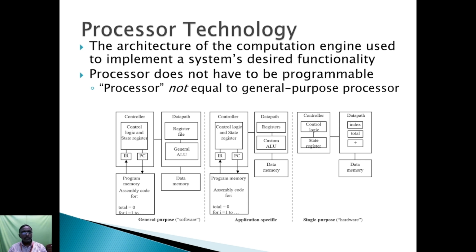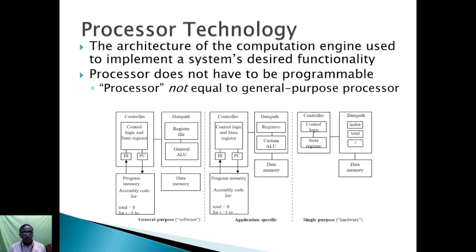One is processor technology. It is the architecture of the computation engine used to implement a system's functionality. The processor does not have to be programmable. In the digital camera, the processor can be designed to be programmable. So here one is general purpose, another one is application specific, another one is single purpose hardware. So there are three types.